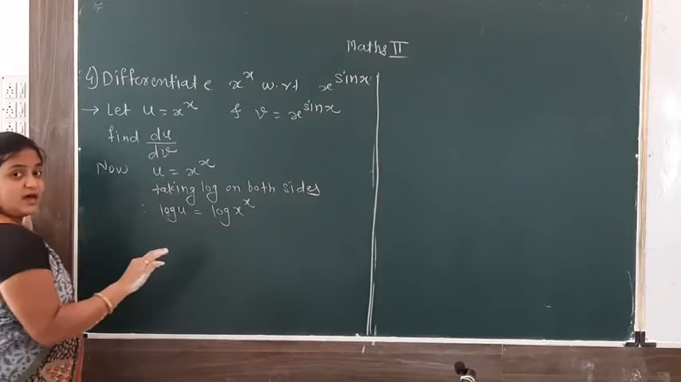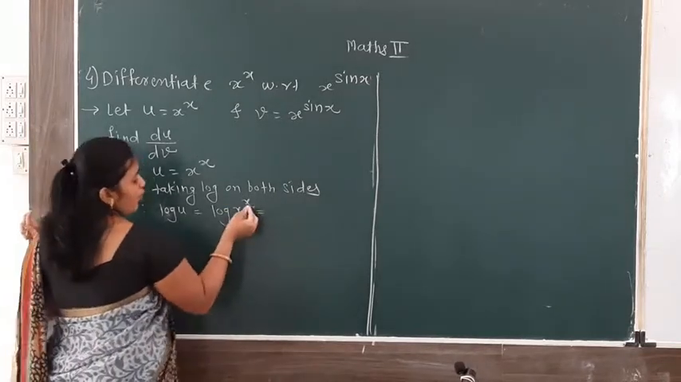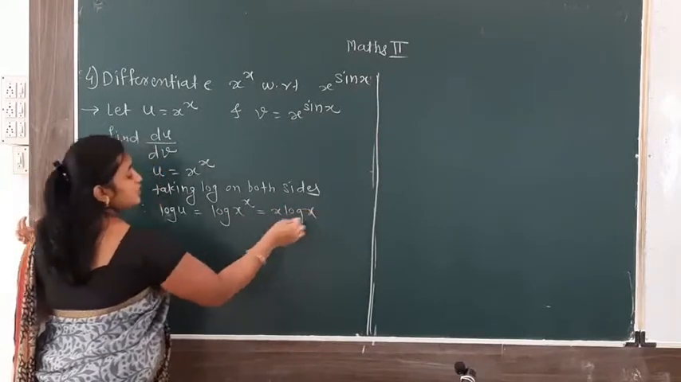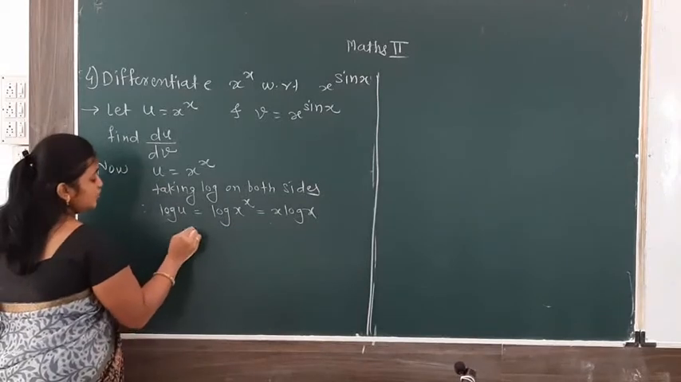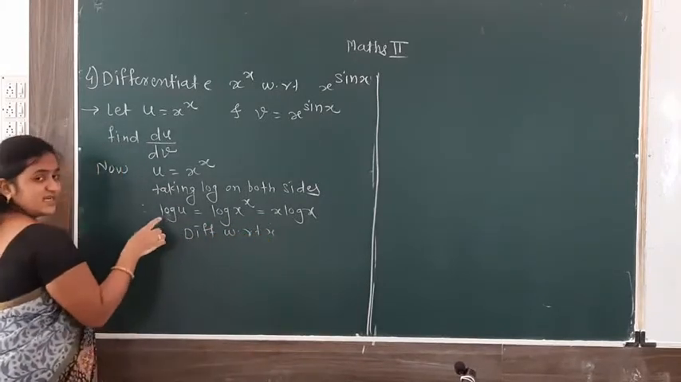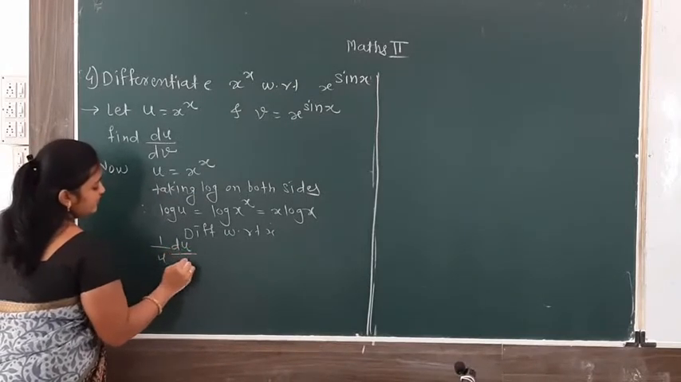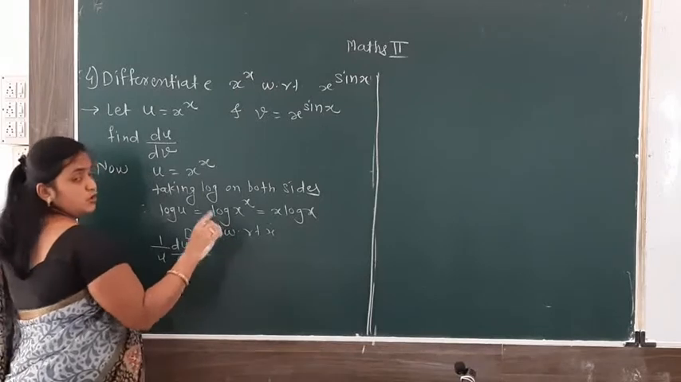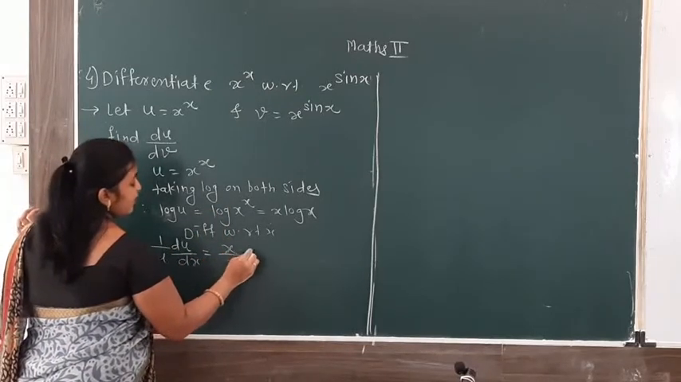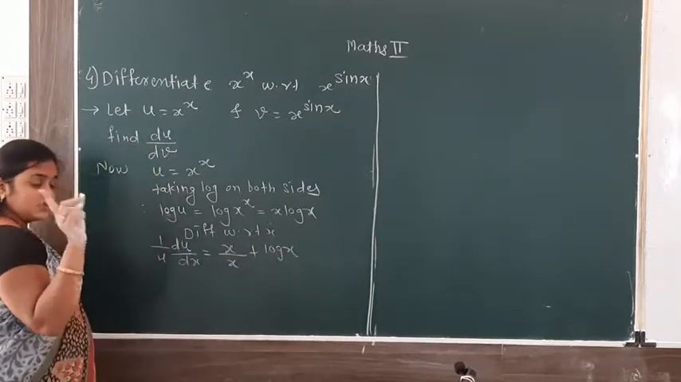We can use the law of logarithm of exponential form: whatever the power, take it in front. So x log of x, this is the form of u into v. So it is very easy to differentiate with respect to x. So what is the derivative of log u, which is 1 upon u, and again the derivative of u with respect to x. Now u multiply v rule: x is a constant, derivative of log x is 1 upon x, plus log x is a constant, derivative of x with respect to x is 1.